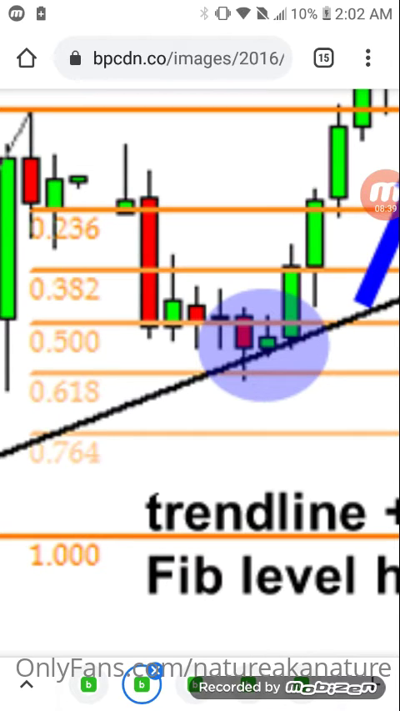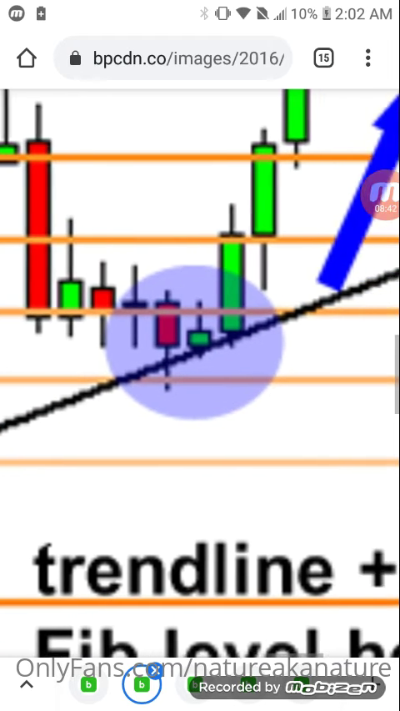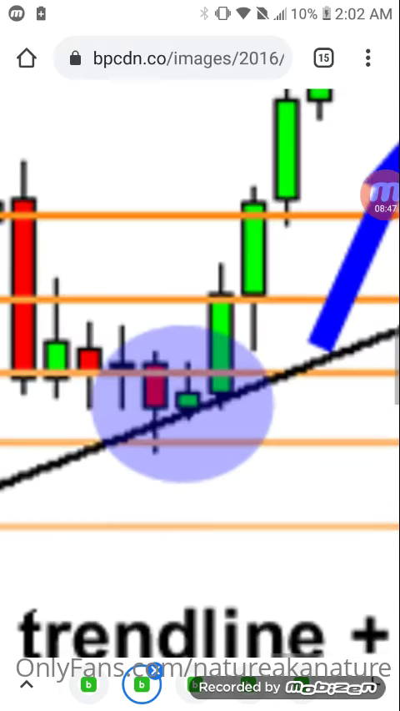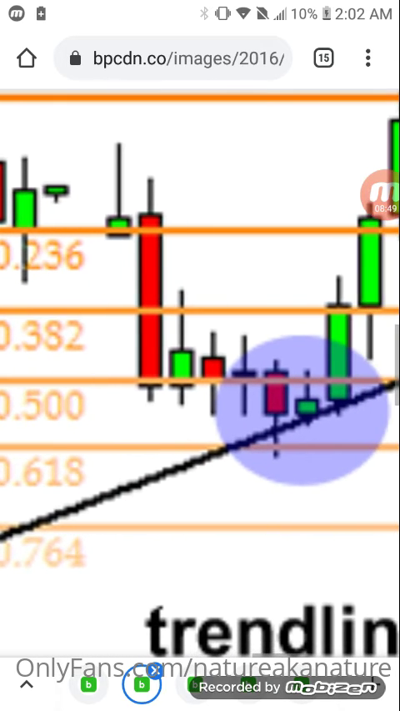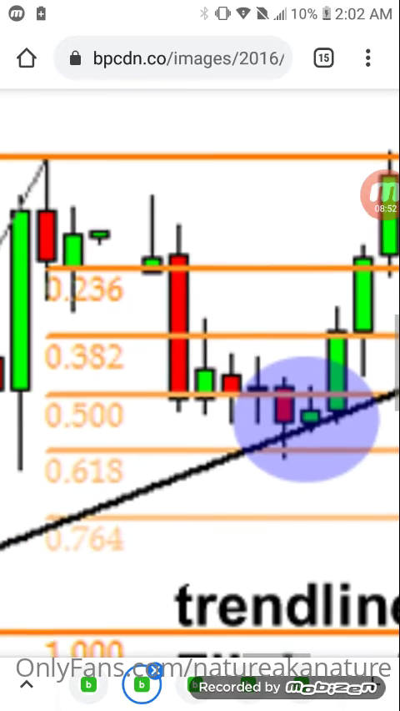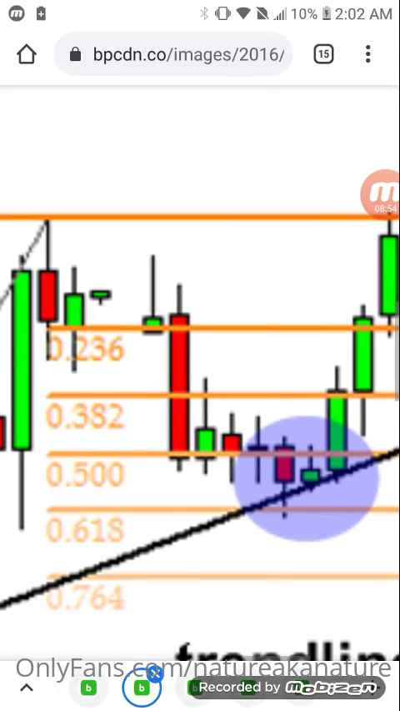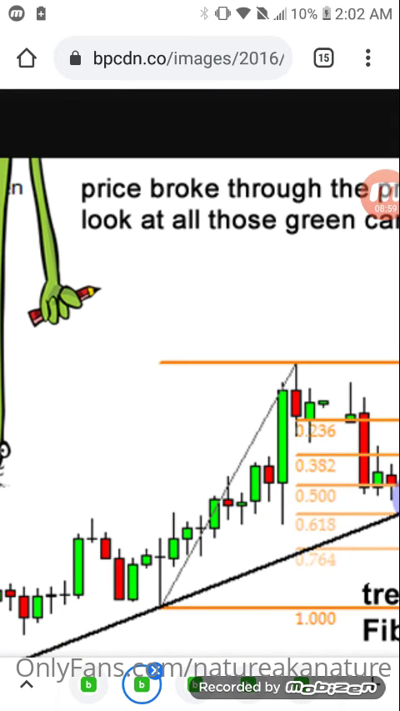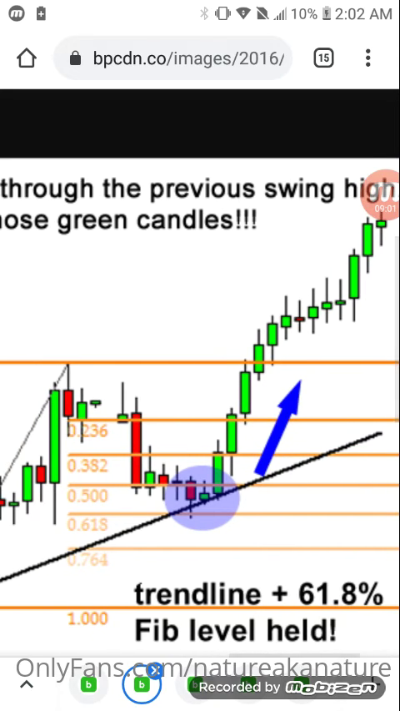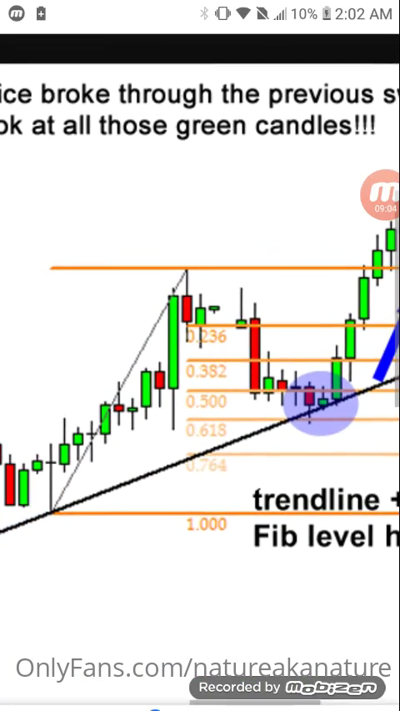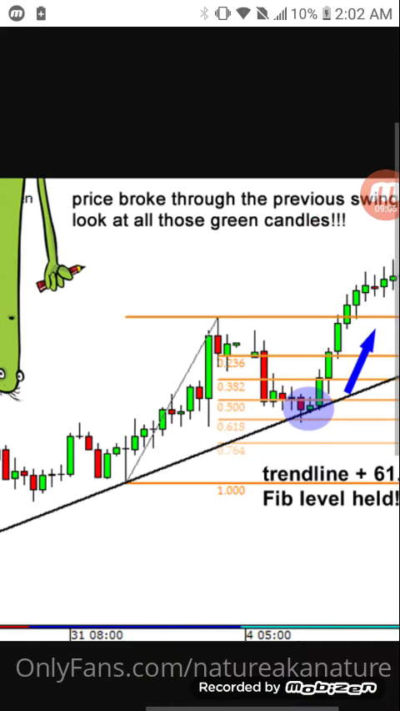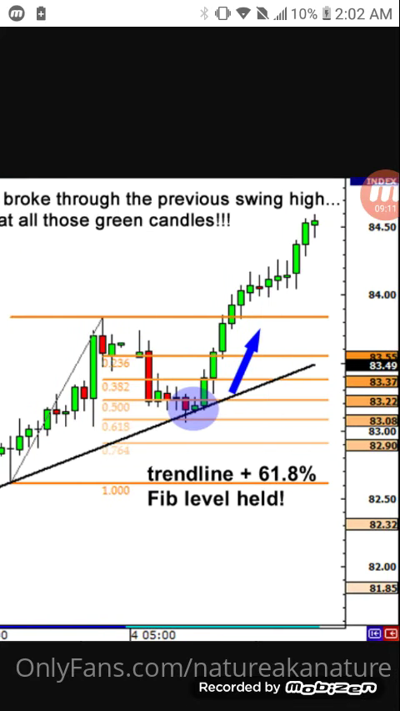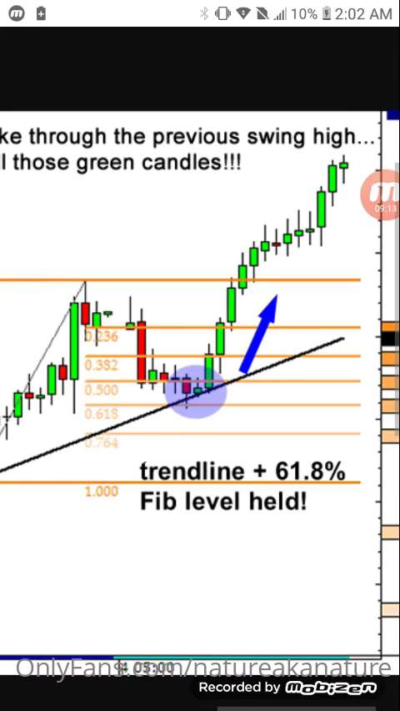It tested the 61.8 retracement level, and before heading back up, eventually went past the 50 level, the 0.382 level, and the 23.6 level, and even past the swing high. Remember, this is the swing high, this is the swing low. As you can see, price broke through the previous swing high. Look at all those green candles. Price eventually breaks through the swing high.